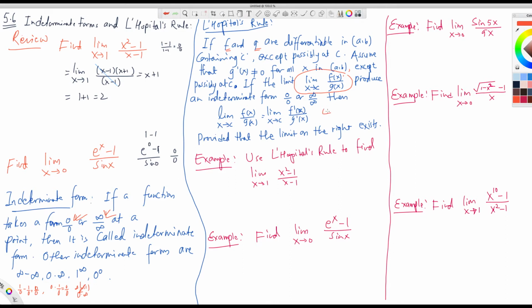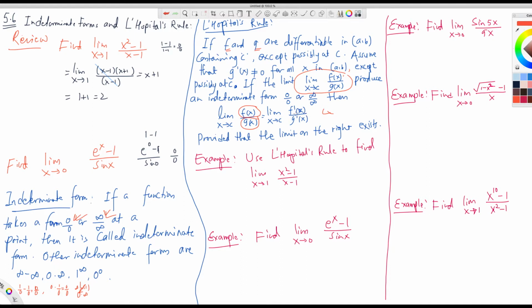What does it say? It says that if you're trying to find this limit, you can find the derivative of the top directly and the derivative of the bottom directly, and then plug in the limit on the derivatives. You don't have to do the quotient rule here. Just find the derivative of the top and the derivative of the bottom, and then find the limit. So that limit is the same as that limit, provided that the limit on the right exists. If the limit on the right hand side is a finite number, that's the answer. If the right hand side still gives 0 over 0 or infinity over infinity or any of these indeterminate forms, then you continue doing that.